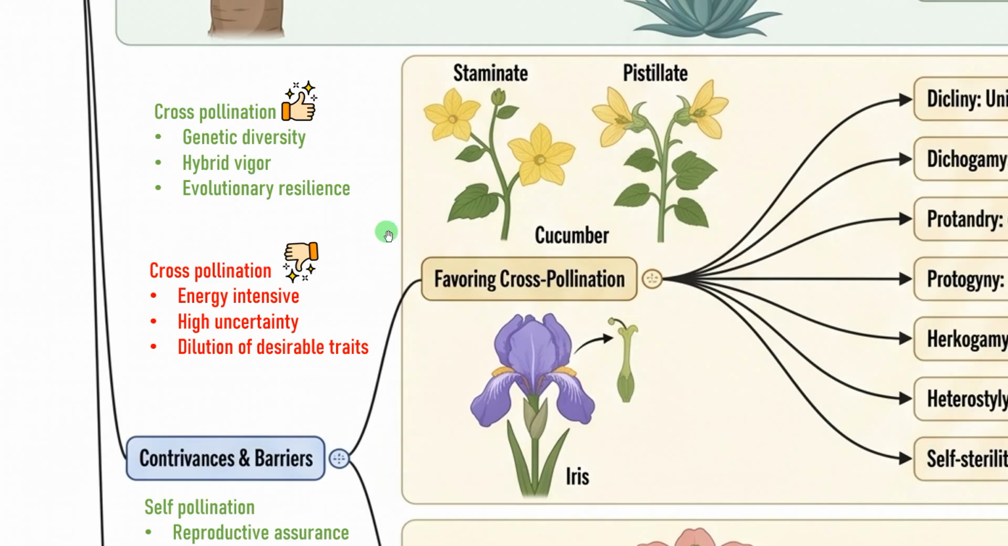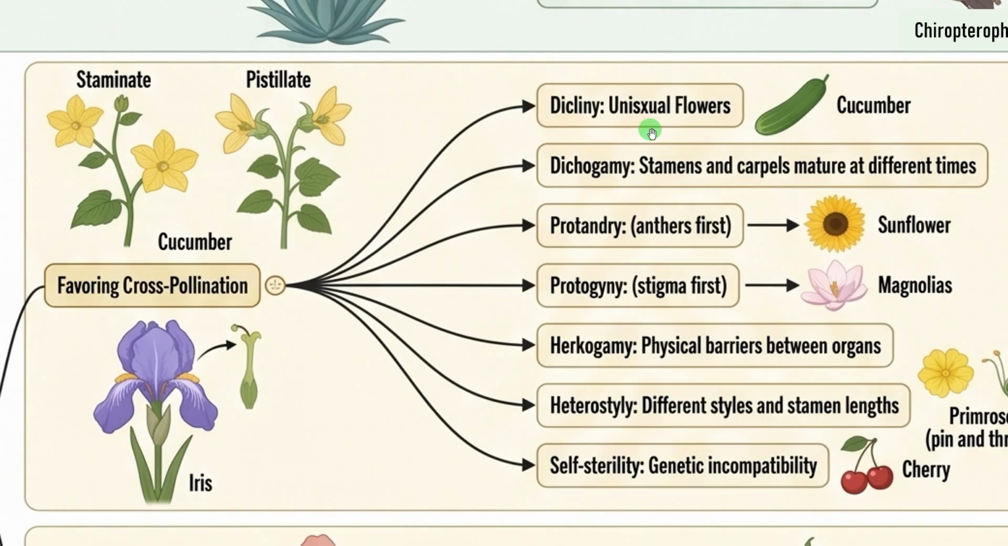So there are certain contrivances or barriers that actually favor cross-pollination, or mechanisms that favor cross-pollination. The first one is dicliny. Dicliny means unisexual flowers, as in cucumber and papaya. There are male and female flowers. This is staminate flower and pistillate flower. So that ensures cross-pollination.